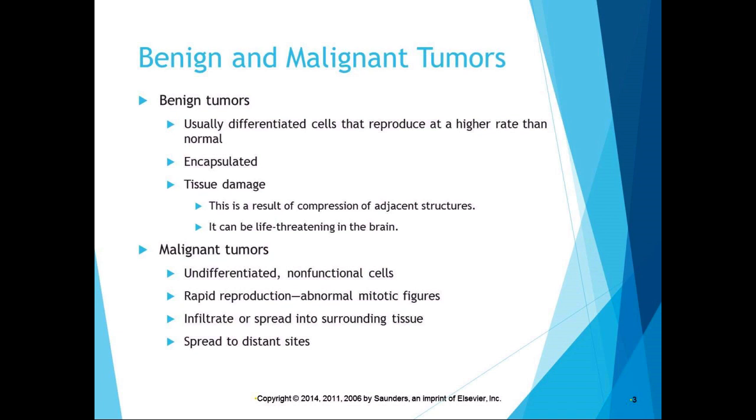Malignant tumors, they are undifferentiated, non-functional cells. So they're producing at a high rate and they're not taking the time to differentiate. There's rapid reproduction and abnormal mitotic figures, so they look wrong under the microscope. Malignant tumors have the ability to infiltrate or spread into surrounding tissue. They're not encapsulated like benign tumors, and they can spread to distant sites, which is called metastasis.